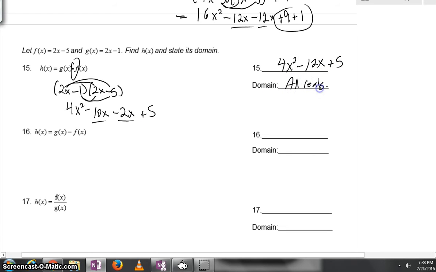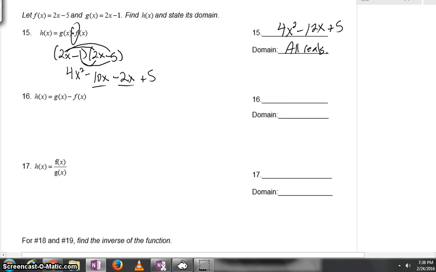There's no way we could ever get an error for plugging an x value into this answer. Positive x values, negative x values, all are okay. You'll never divide by 0.